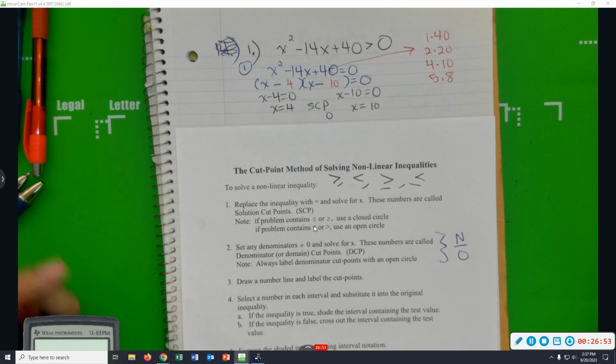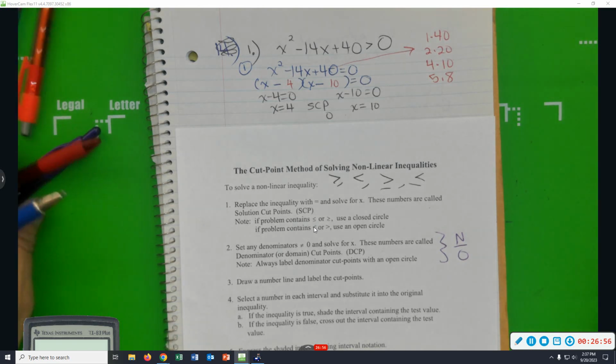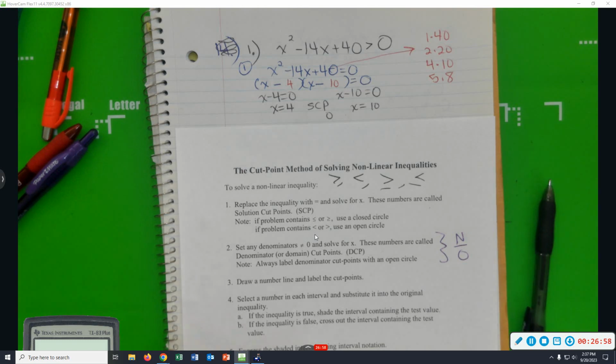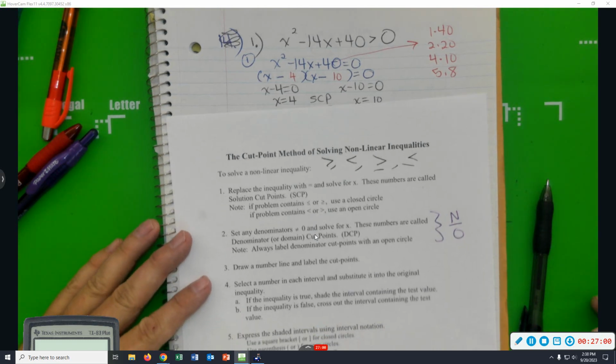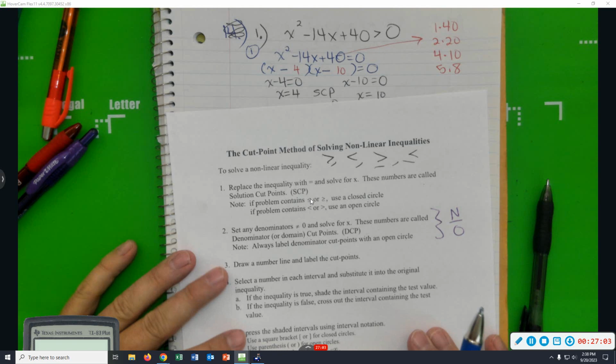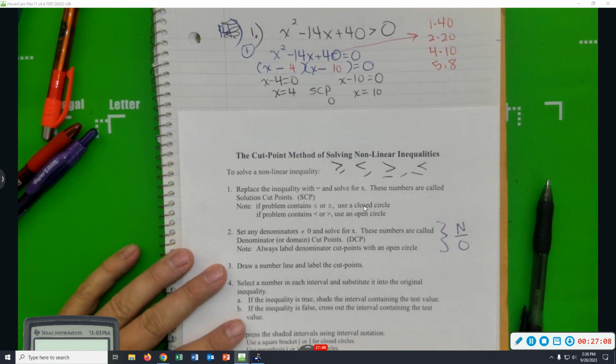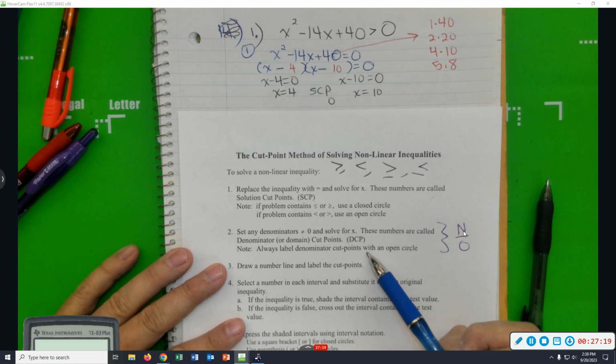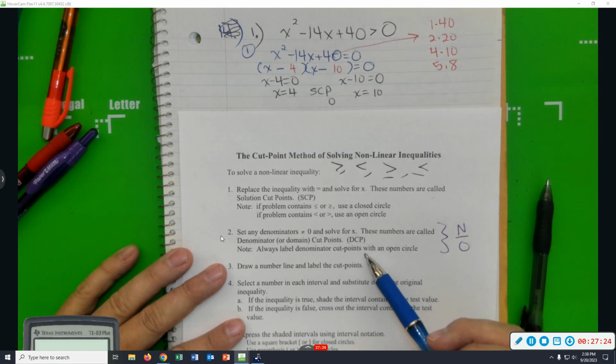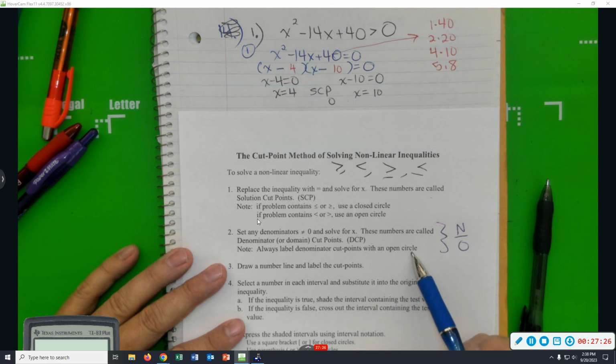I thought that was such a good little way he had of remembering that, and I mention it every semester. Did y'all follow what the rule was? It's not my rule. It's just whichever one uses the most ink. A closed circle uses more ink than an open circle. But keep in mind that only applies to solution cut points. If we had denominator cut points, it doesn't matter. Denominator cut points, you never want a denominator of 0, so you always label denominator cut points with open circles.